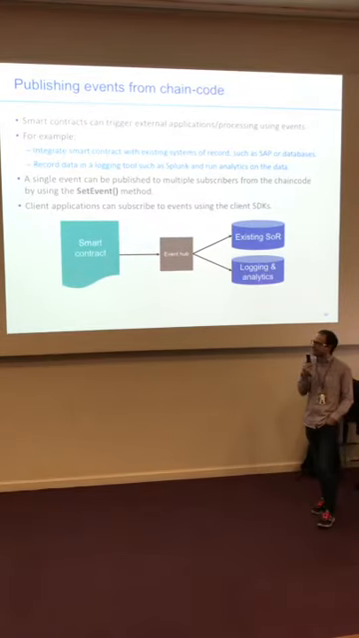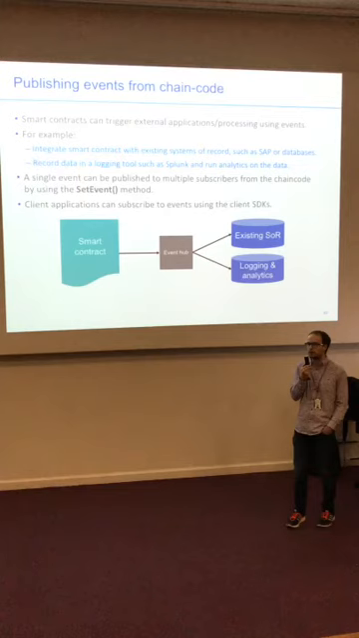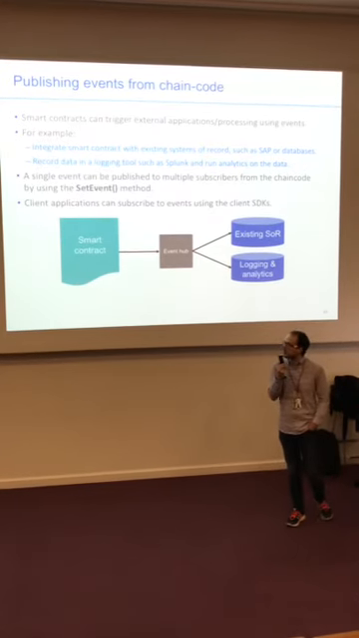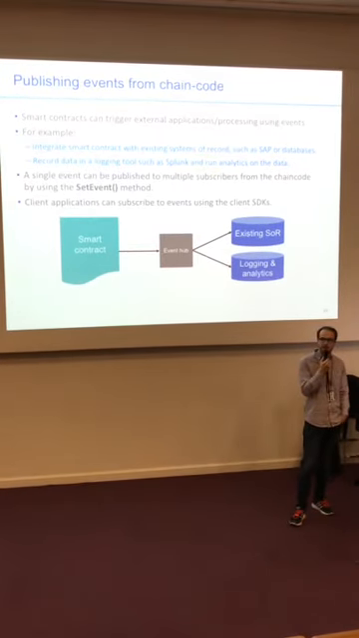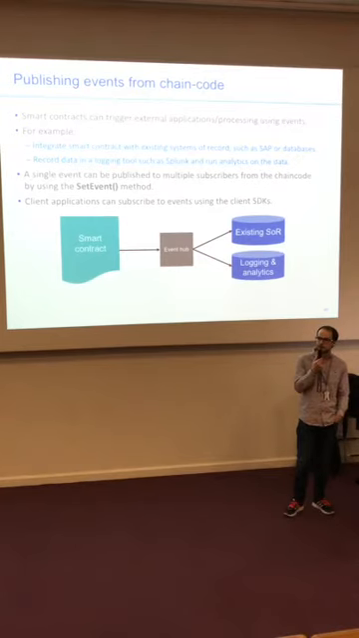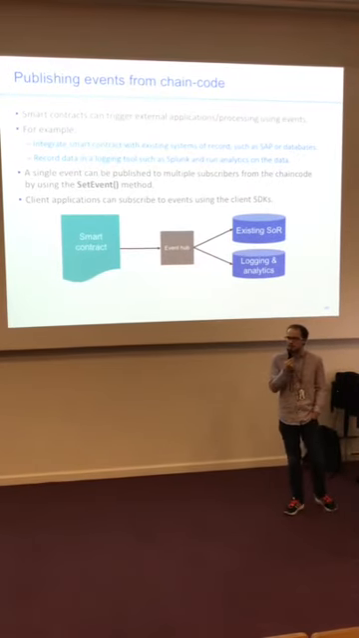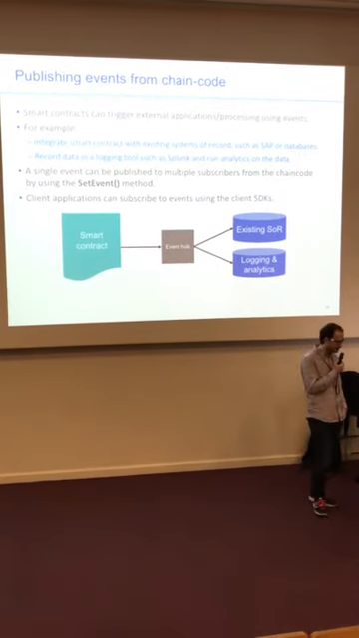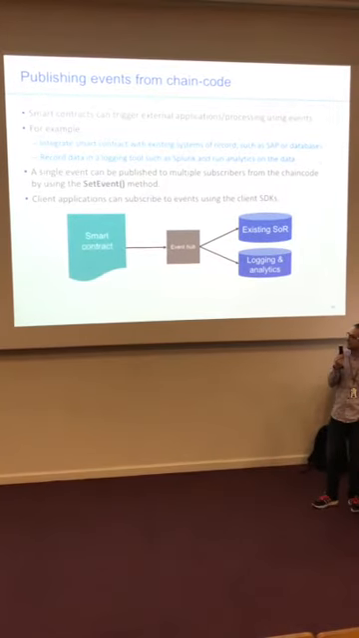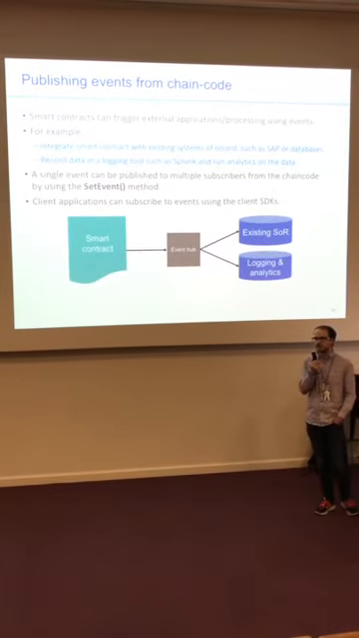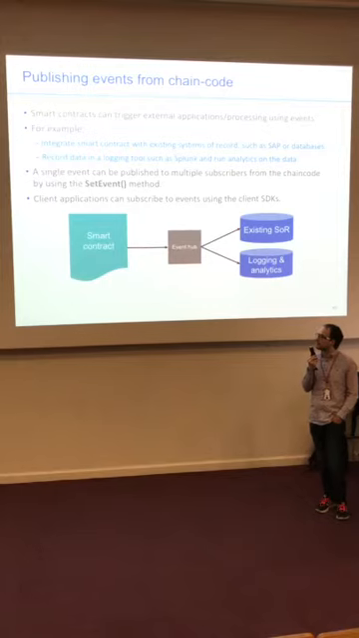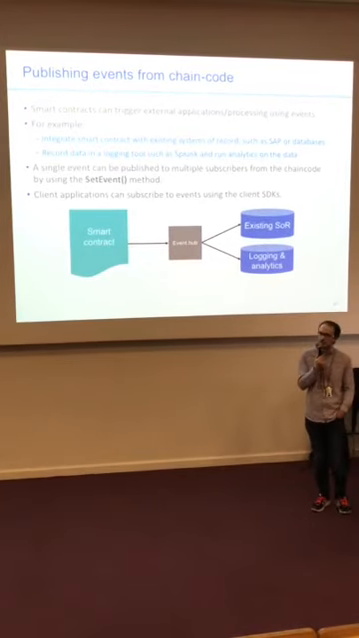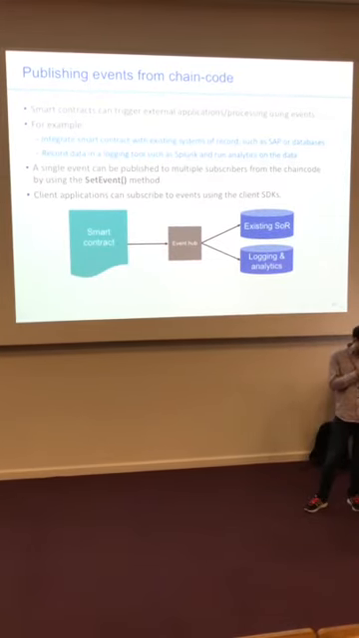You can also do analytics over the data that comes out of the smart contract. So if I publish events every time a business event occurs in the smart contract, I might collect those using a logging tool such as Splunk, and then perform some analytics over the data. Client applications wishing to subscribe to these events can use APIs provided by the client SDK to get at the events and then publish them onto other systems.